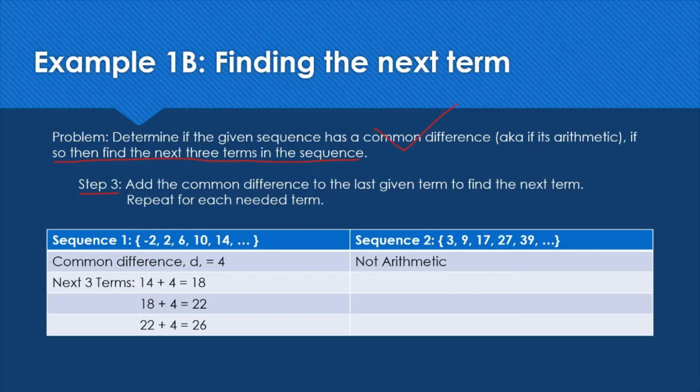We'll add the common difference to the last given term to find the next term. In this sequence, our common difference again was 4 for this first sequence, and our last term is 14. So we do 14 plus 4 to give us a total of 18 for the first term. And then the second term is 18 plus 4 again equals 22. And then we have 22 plus 4 is 26, so our next 3 terms are 18, 22, and 26. Just a reminder, because the second sequence was not arithmetic, there was no common difference, and therefore we cannot actually find the next 3 terms of this sequence using the formulas given to us for arithmetic sequences.